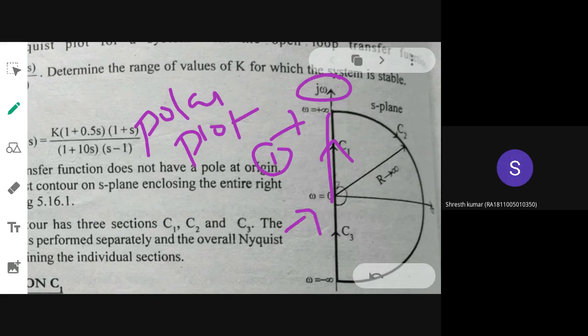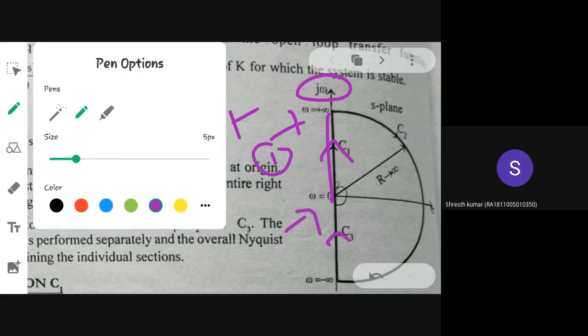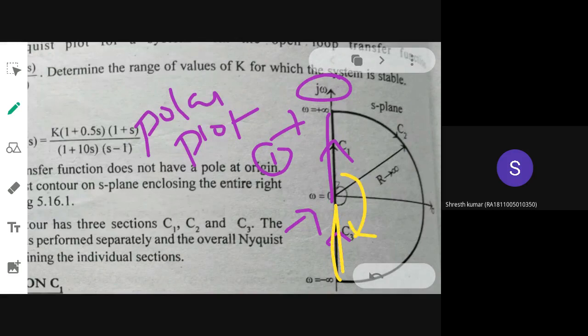And the last segment is again the C3 segment, that is quite opposite to this earlier segment, and for this the map will be the mirror image. That is also along the imaginary axis, but once you draw the polar plot for the earlier segments, you can obtain a mirror image and you can obtain a map.